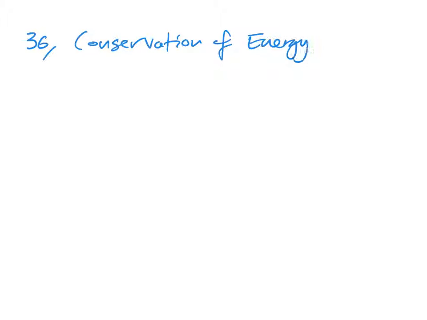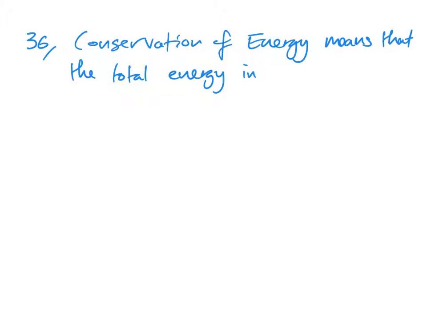Learning outcome 36, first of all. Conservation of energy means that the total energy in a system remains constant, but it can convert between different types.